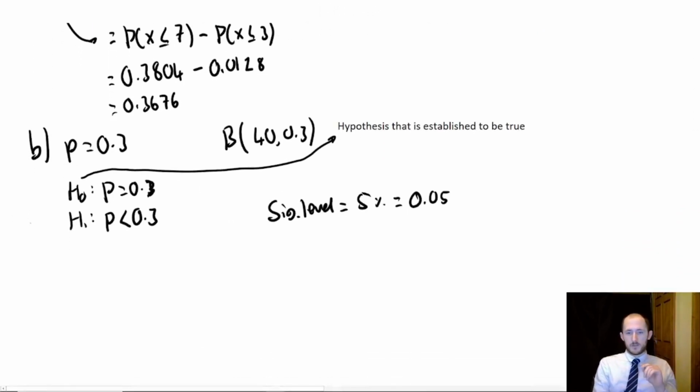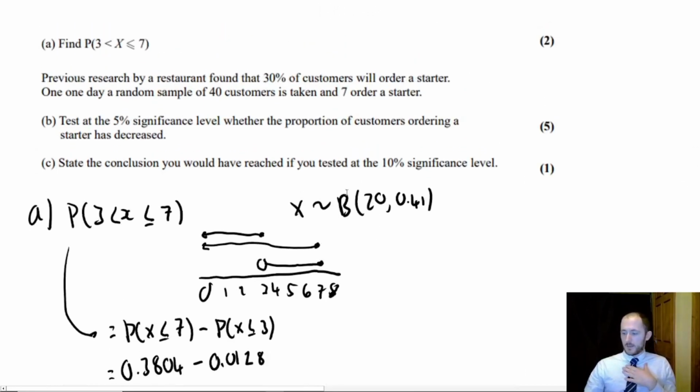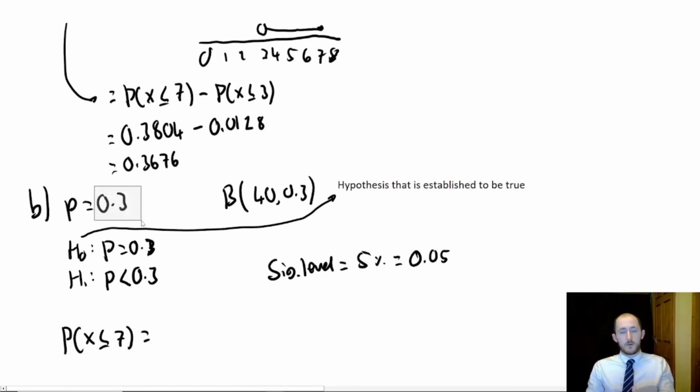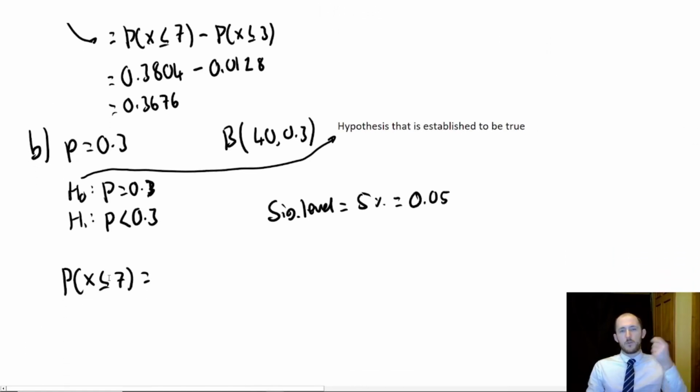And the reason why I'm going to write this down first. So, what am I actually doing? I am taking the probability that 7 or fewer people have ordered a starter. The reason for that is I'm testing whether the proportion has decreased. So I'm going to see how likely is it that, if my current probability of 0.3 is true, I would have 7 or fewer people ordering a starter out of a sample of 40 people. How likely is that?